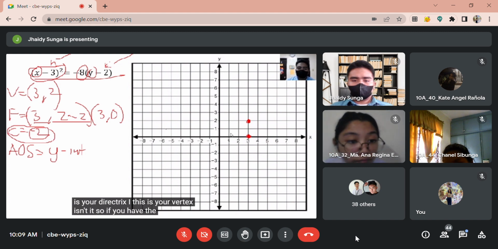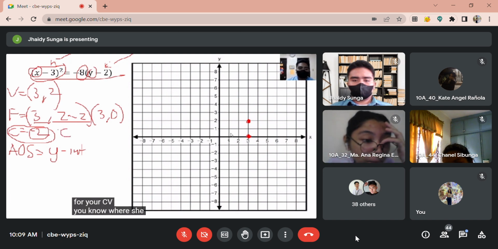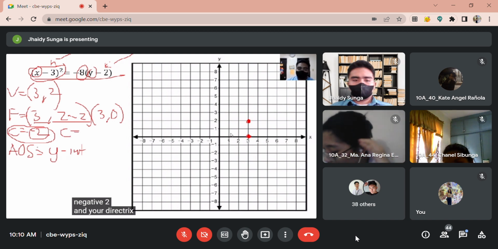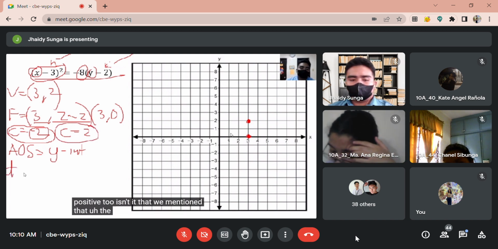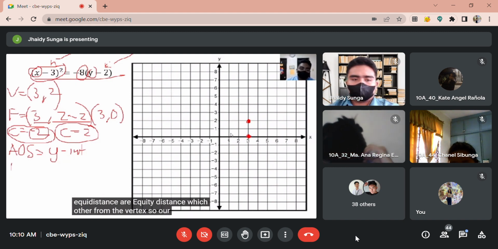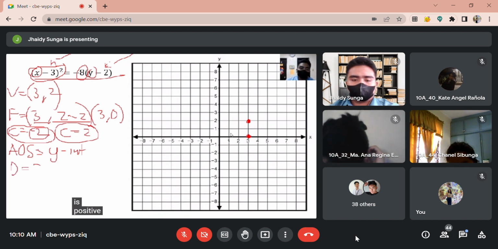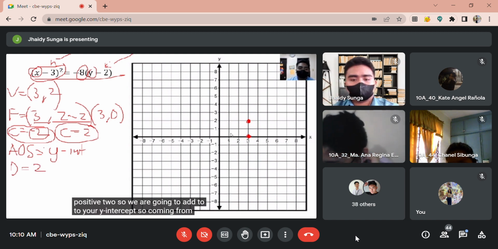So if you have the value of 2 for your C, your C is -2, and your directrix should be a +2. Why does it become +2? Isn't it that we mentioned that the directrix and focus are equidistant to each other from the vertex? So our directrix is +2. So you're going to add 2 to your y-intercept. So coming from your vertex, what is your vertex? It is this way.